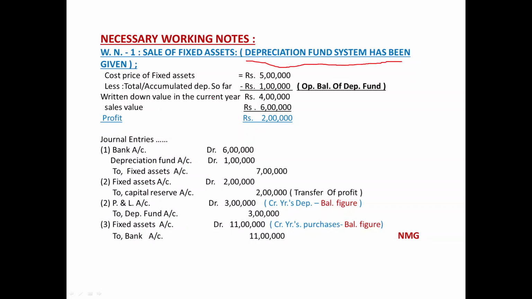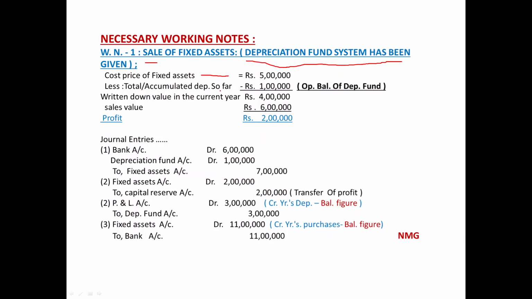The depreciation fund system has been given in the question, and you know, under the depreciation fund system, assets are always shown at their original cost in the books of account in the balance sheet. So the cost price of fixed assets is rupees 5 lakh in the beginning of the year, the balance of the last year. Now we have to decide the written down value in the current year at the time of selling. These assets have been sold in the beginning of the current year.